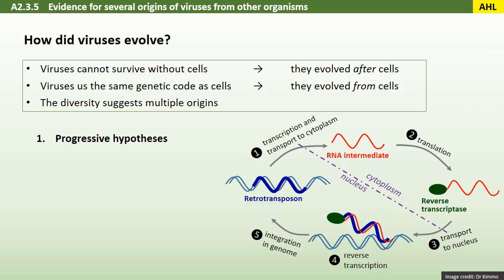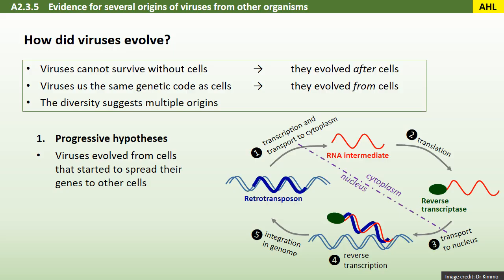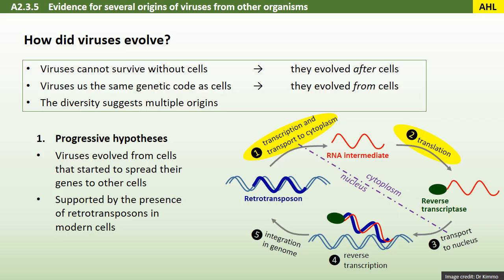According to the progressive hypothesis, viruses evolved from cells that started to spread their genes to other cells. This is supported by the presence of so-called retrotransposons in modern eukaryotic cells. Retrotransposons are DNA sequences which are transcribed into RNA, and the RNA is translated into protein.